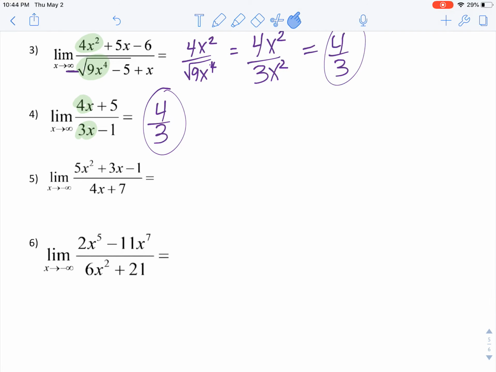Limit as x approaches negative infinity. Okay, so let's look at our leading terms. 5x squared over 4x. All right, that's going to reduce to 5/4 x. 5/4 x is an odd positive, starts down, ends up, because that would be to the first power. We're going to negative infinity, so we're looking at the left-hand side. So our answer is going to be negative infinity for that.